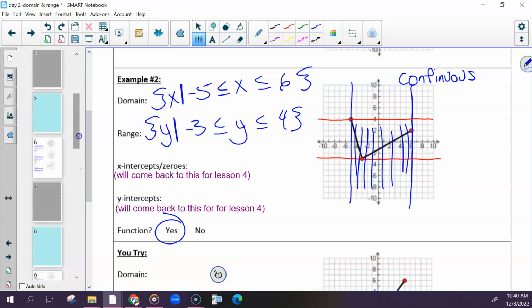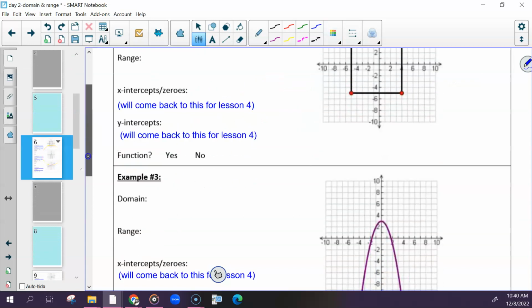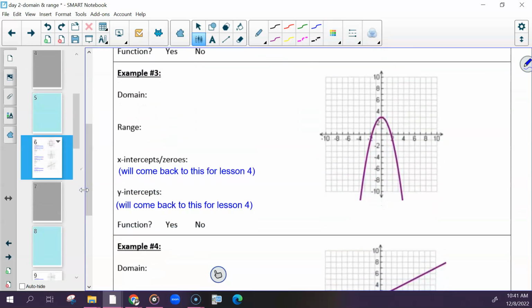Find example 3. If you look on your reference page, there should be an example or 2 very similar to this. The difference is this has a grid, that one does not. For your domain, remember that this keeps going down and slightly left, and this keeps going down and slightly right. This is continuous, so we're still going to write it like x such that, y such that.